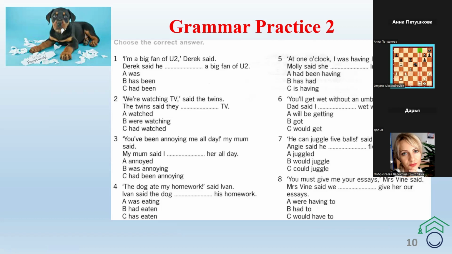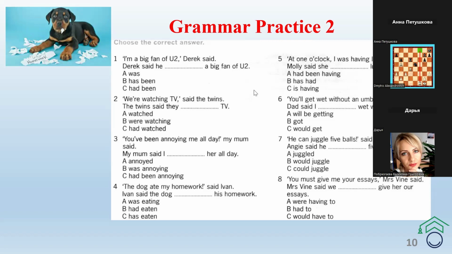Аня Петушкова. He can juggle 5 balls, said Angie. Angie said he could juggle 5 balls. You're right. And one more sentence. You must give me your essays, Mrs. Vine said. Mrs. Vine said we had to give her our essays. Yeah. From our lesson about modal verbs, we remember that must in the past changes into had to. Yeah, had to. You're right.